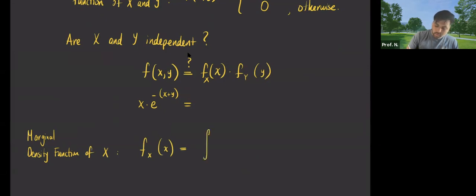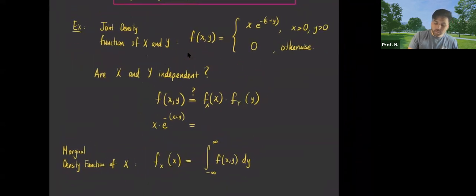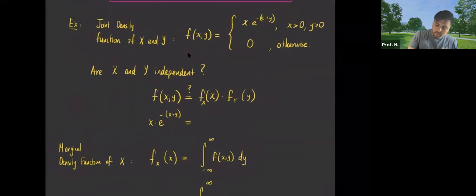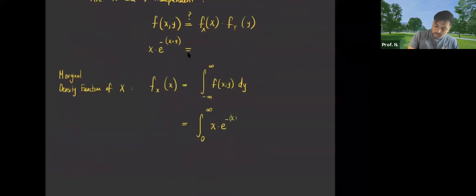I would integrate from negative infinity to infinity of f of x, y, with respect to dy, right? With y. And y goes from 0. It says right here, y goes from 0 to infinity. So this is the same thing as saying the integral from 0 to infinity of x times e to the negative (x plus y) dy. Do you agree? So we just applied the definition for the marginal density function.